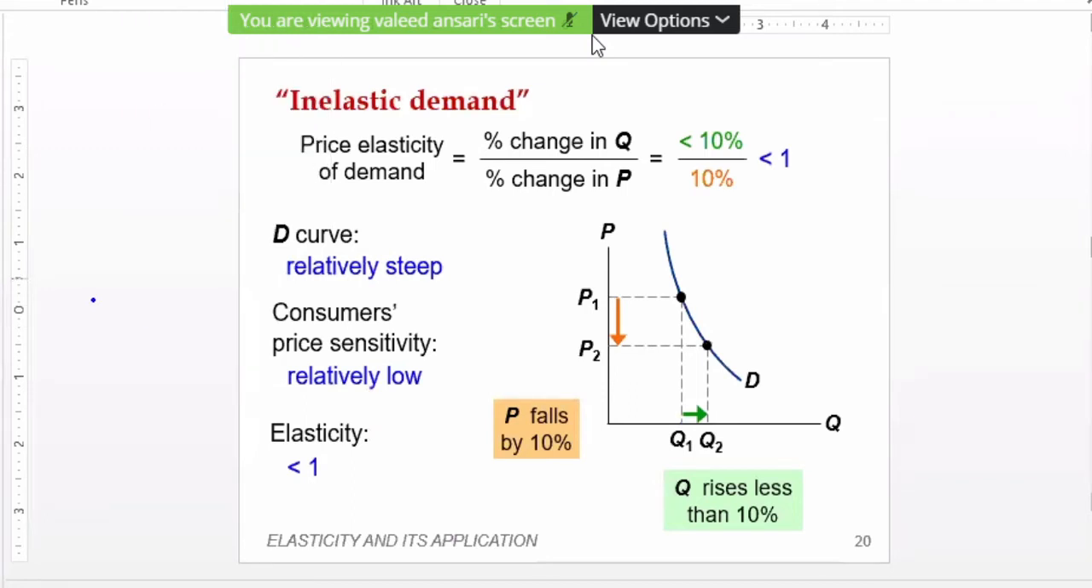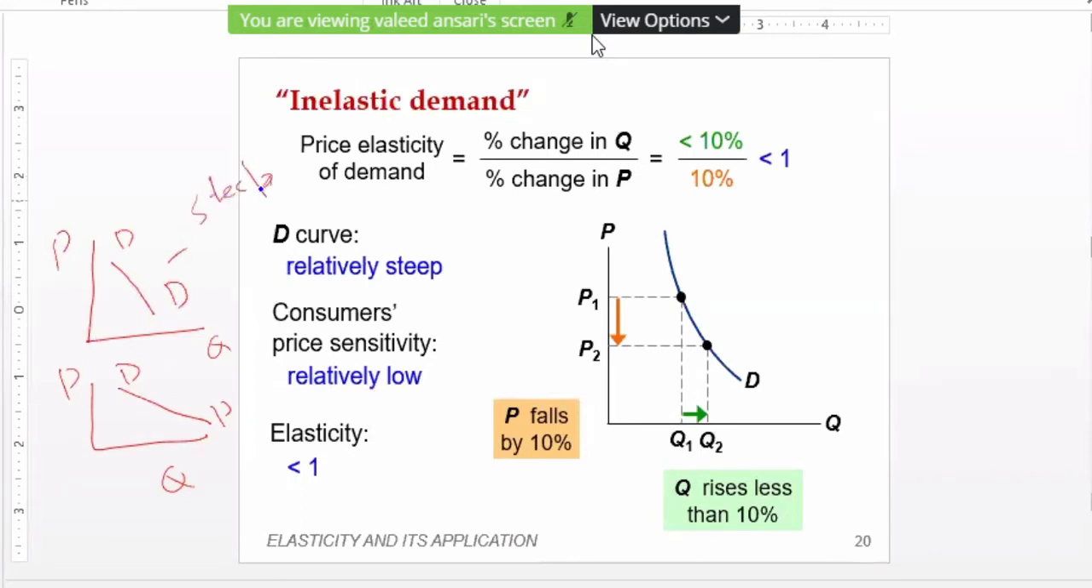If I draw two curves here, one is steeper and another flatter. Both are demand curves, and both show that the higher the price, the lower the quantity demanded. Now this steeper curve is relatively inelastic. Let us take two points here.